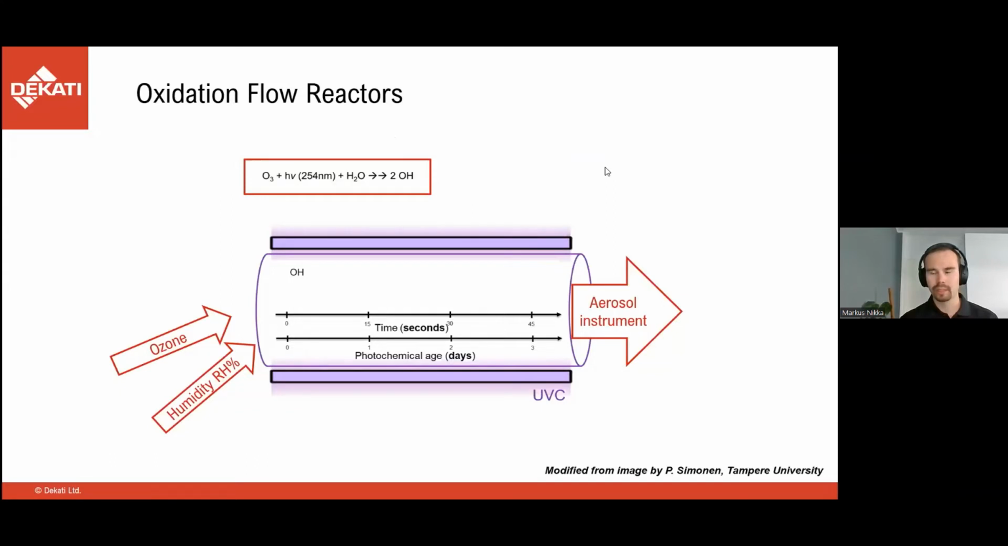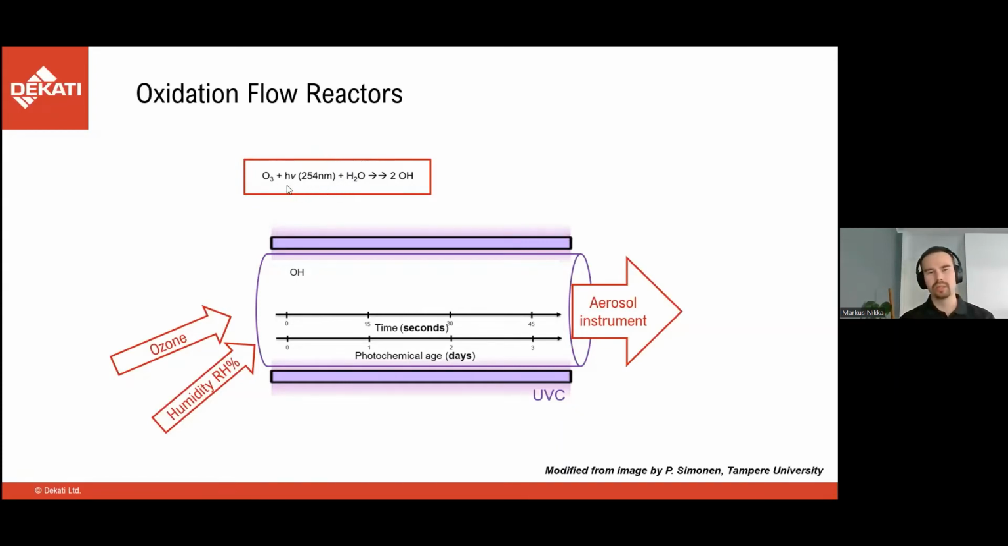Now we will focus on the OFRs more deeply. So here we have an oxidation flow reactor. We have the UVC lamps, and we provide water molecules and ozone to the reactor, and inside the ozone reacts with the water molecules when high energy photons are present, producing hydroxyl radicals.